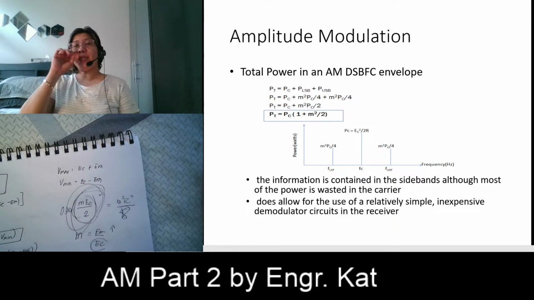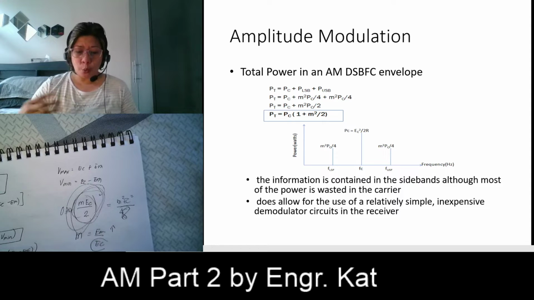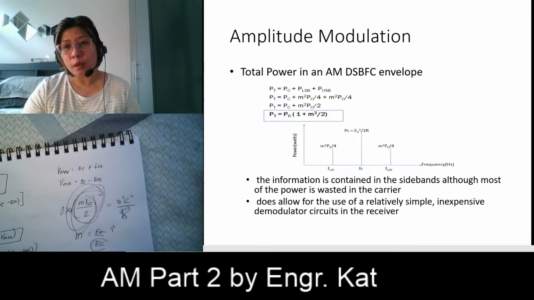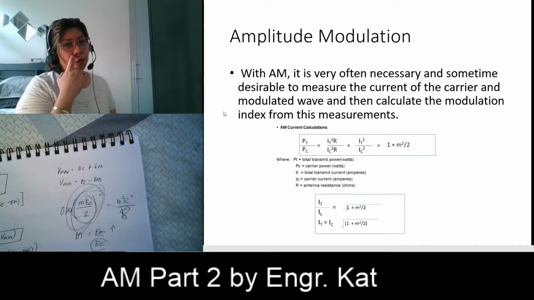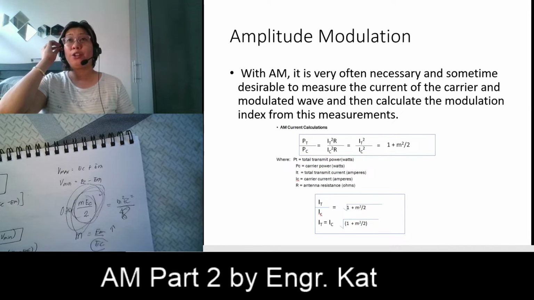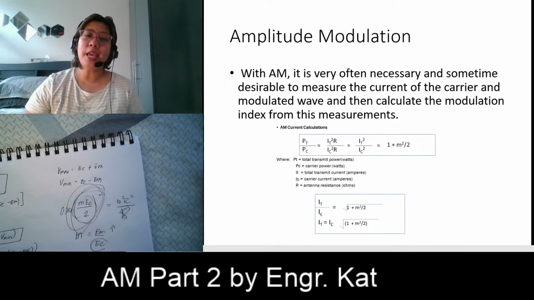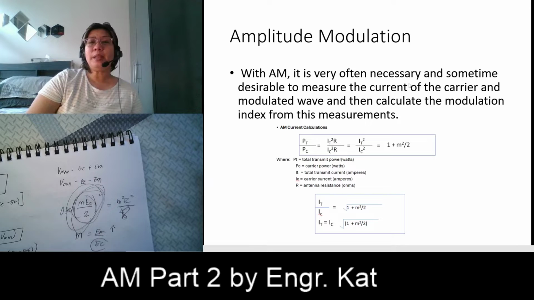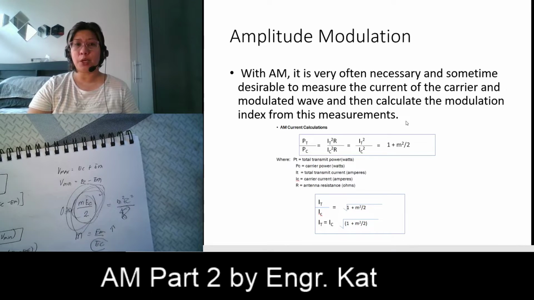Okay? So we're done with the voltage distribution, and then this is the power distribution. Okay, what's next? Another thing with amplitude modulation is, of course, current. Current is also an important factor. With AM, it is very often necessary and sometimes desirable to measure the current of the carrier and modulated wave and then calculate the modulation index from the measurements.